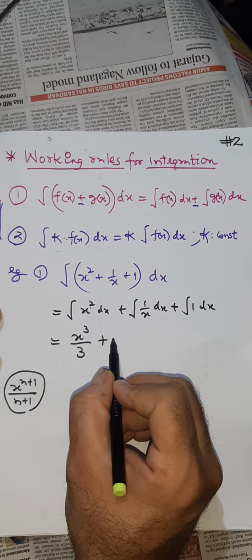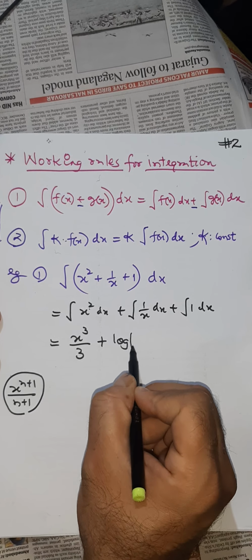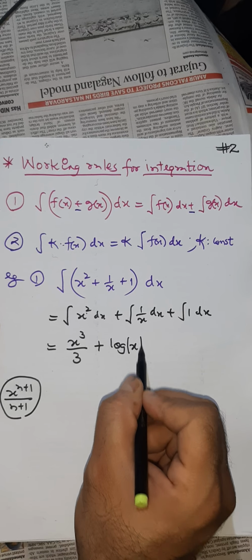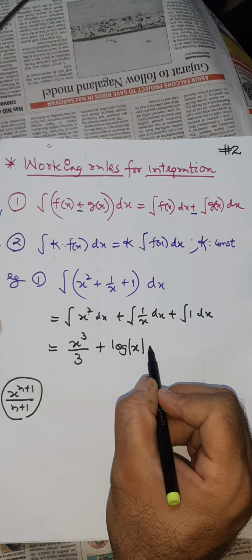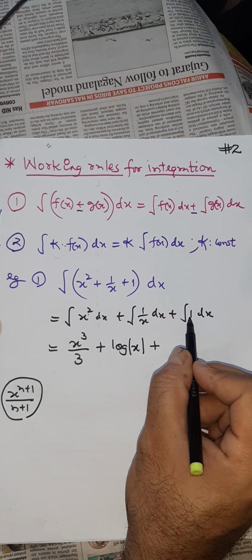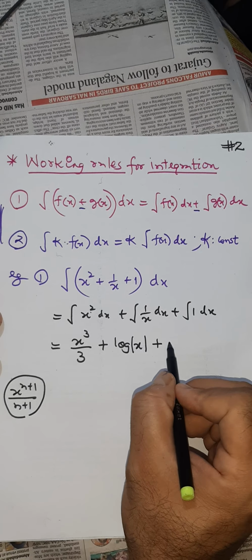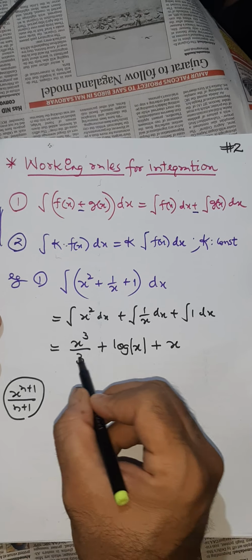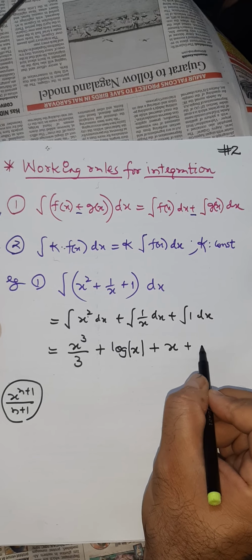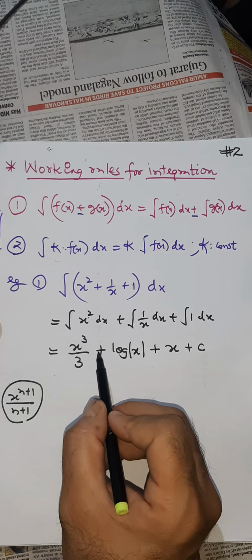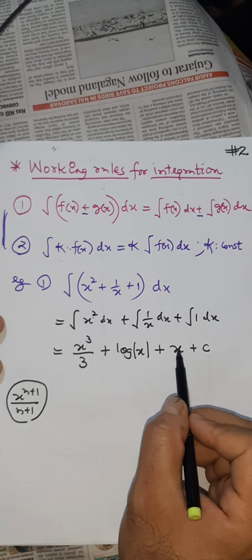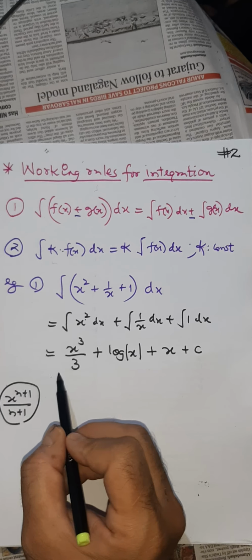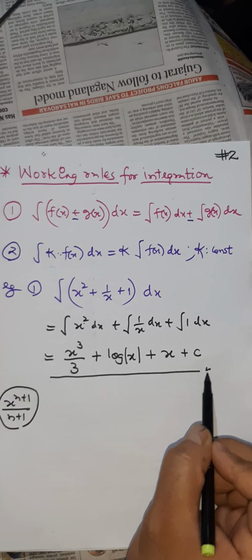What's the integral of 1 upon x? You know, log of mod of x. As I told you, when you write log of something, then it has to be inside the modulus. Plus, what's the integral of 1? Find one function whose derivative is 1, which is x. What's the derivative of x? 1. So x. And at the end, you are going to write just one constant c. Not one constant for this, one for this, one for this. Not like that. Just a single constant at the end. So this is the required integral.